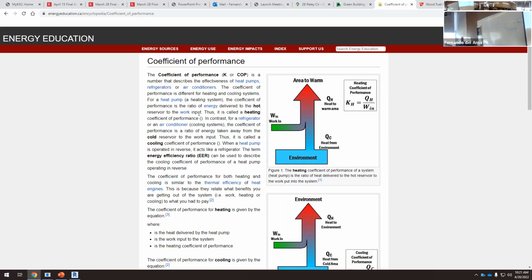We talk about this only in electric systems. We don't talk about the coefficient of performance in fuel systems. We're talking about electric heat pumps. So this is the heat delivered, well, let's talk about the energy, divided by the electricity, or the electrical energy consumed. Okay. The higher, the better.